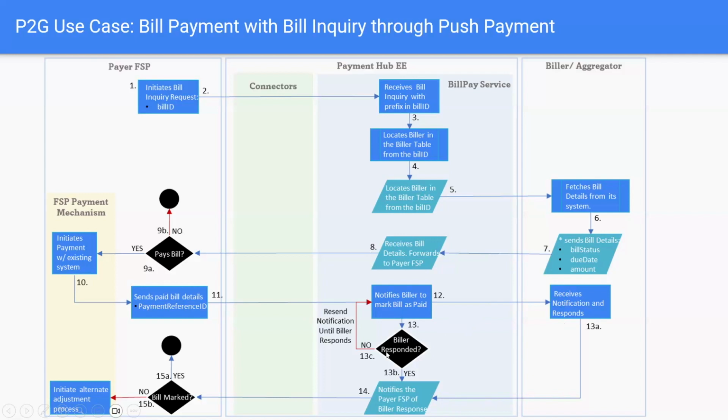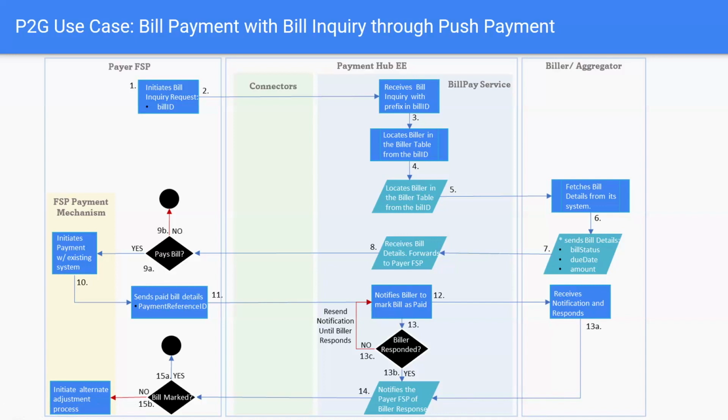If it does not respond within the set time, then a loop is set so that the bill pay service will again send that request until it receives a response to it. Now, when we're talking about the response from the biller aggregator, it may seem that it would always send a yes or okay or something, but that is not the case. The biller aggregator could also send a negative response, which would say that it has not marked the bill as paid, but it would be sending a reason along with it.